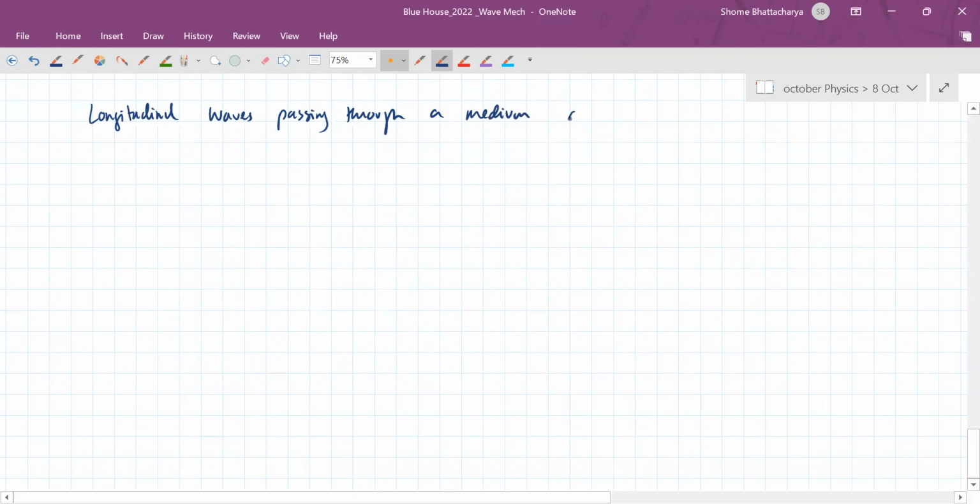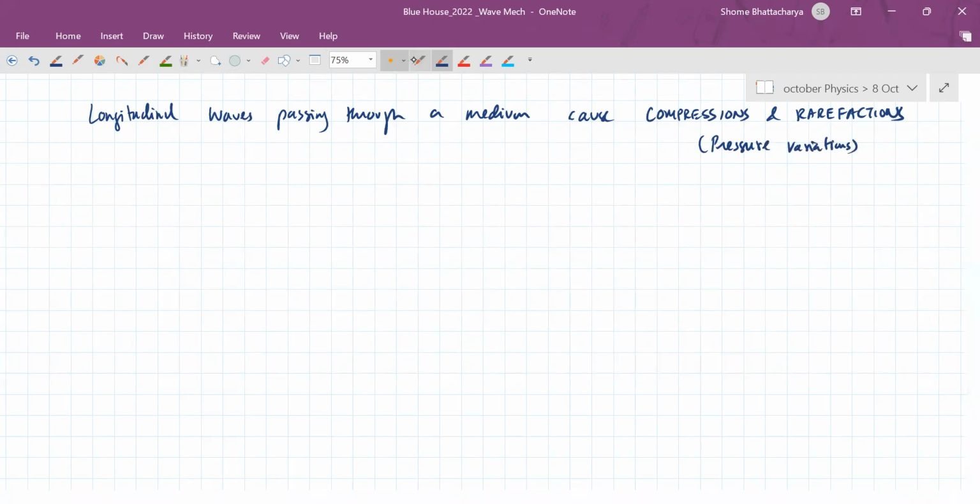cause compressions and rarefactions, that is, pressure variations. Now this is pretty easy to understand, but now we have to represent this with an equation.